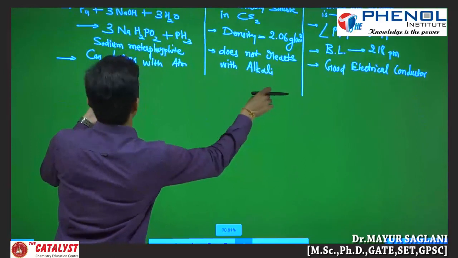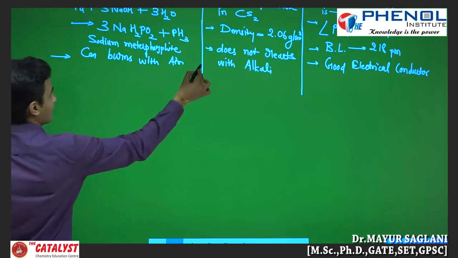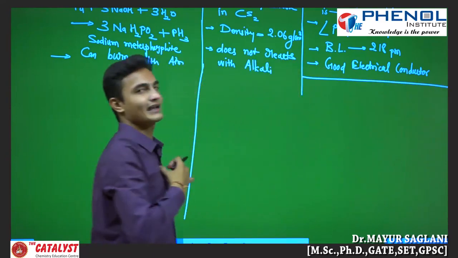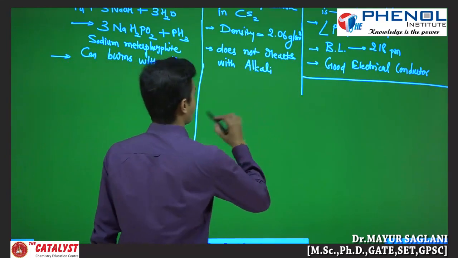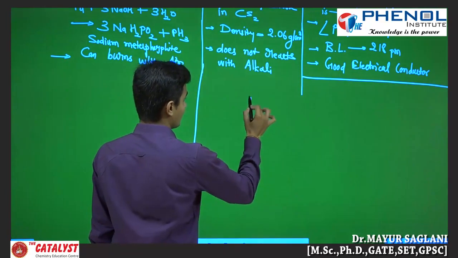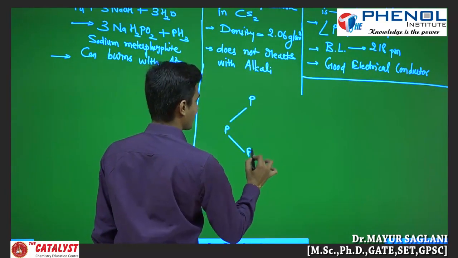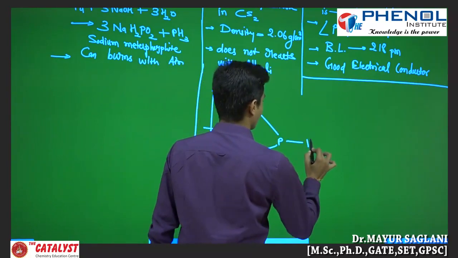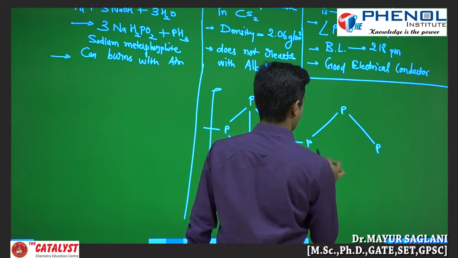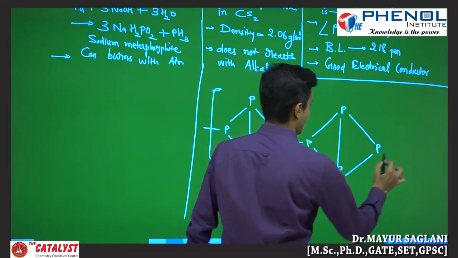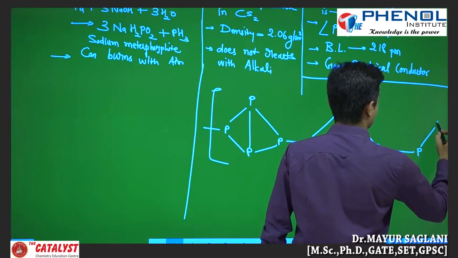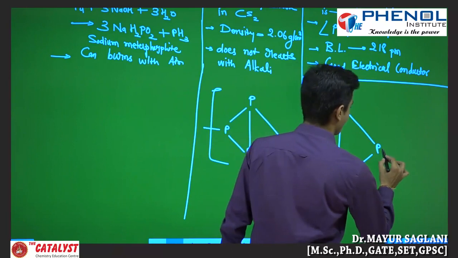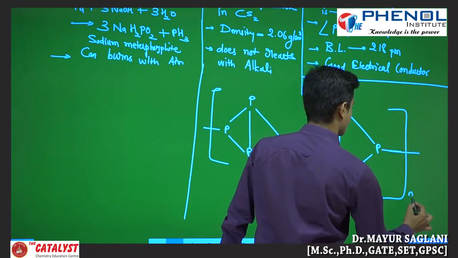If you see the structures for the white phosphorus and the red phosphorus, we have seen the beta phosphorus, that is like graphite. But if you see the red phosphorus, then it is in the polymeric form and that's why it is comparatively stable than the white phosphorus. Why? Because it is in the polymeric form. White phosphorus is less stable and red phosphorus is more stable.